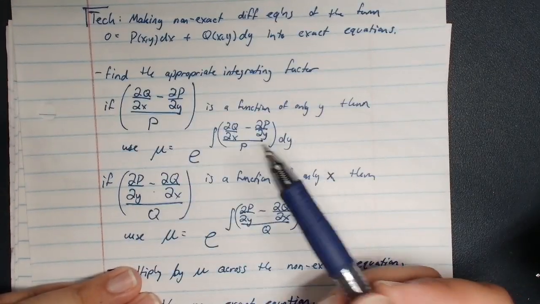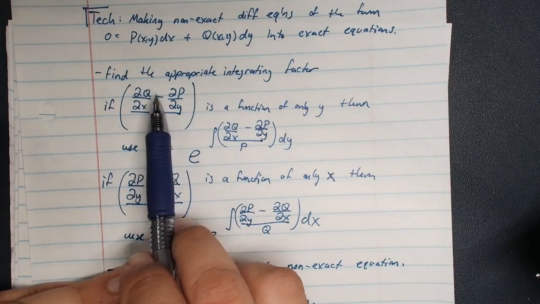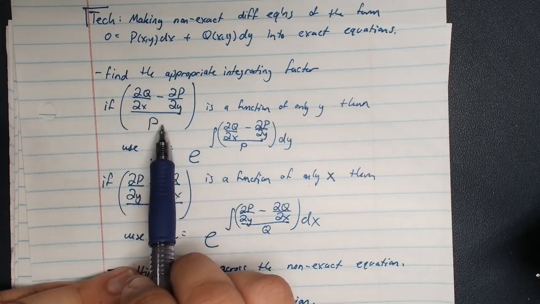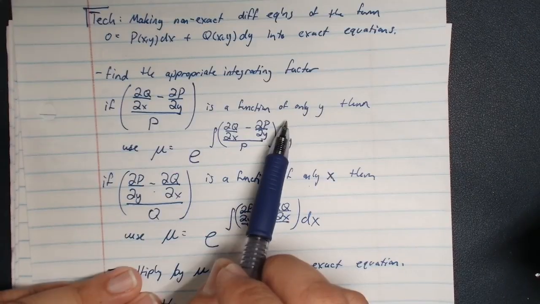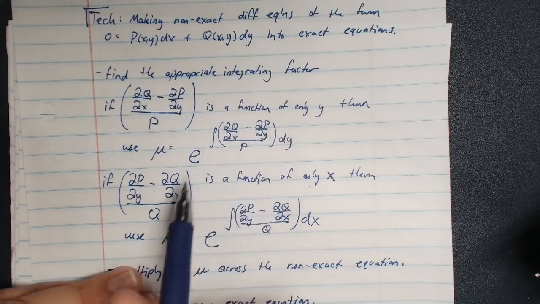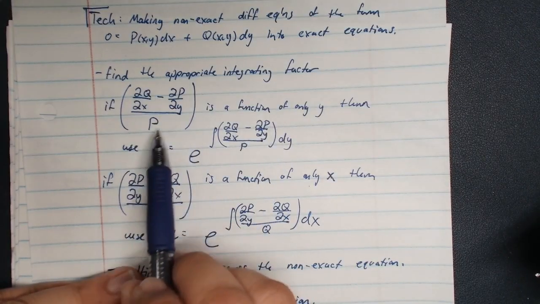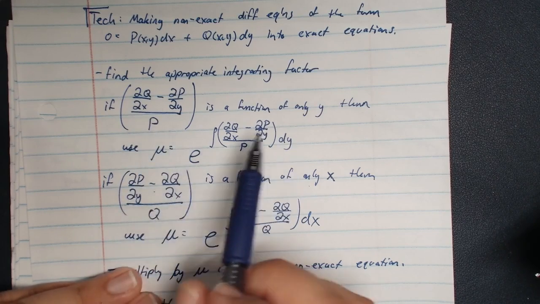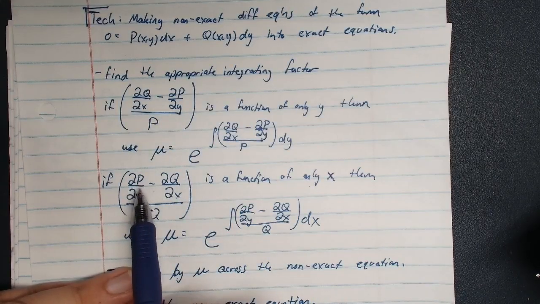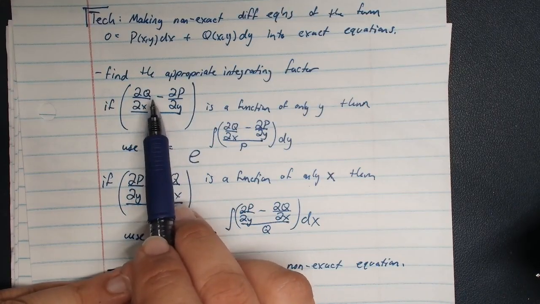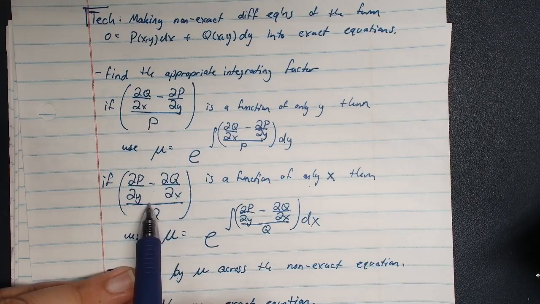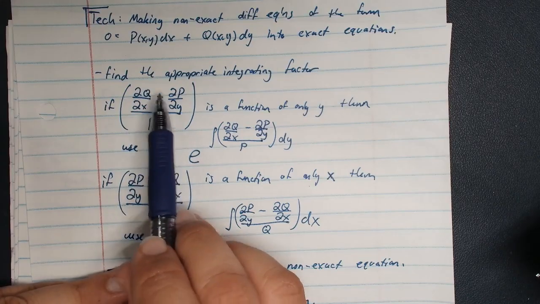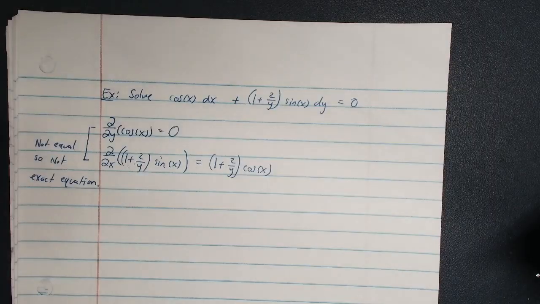Personally, and this is just my habit, I always do this first one. If that one's a function of just y, then I'll just use that one. I really only ever bother using this one if the first one doesn't work. But again, you can organize this however you like. You can compute both and then see what happens. You can always do this one first and then move on to this one if it doesn't work, or always do this one first and move on to this if it doesn't work. It really doesn't matter. You'll get the right results either way.